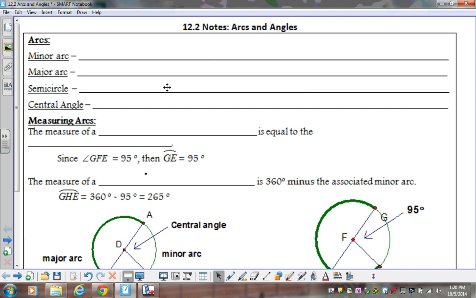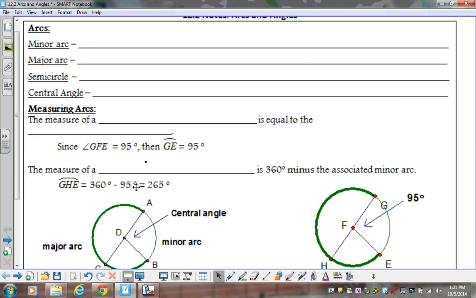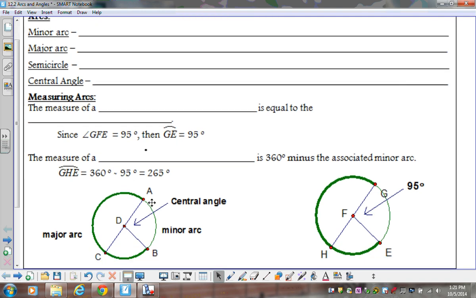The first thing we're going to talk about, some of the vocabulary, are minor arcs and major arcs. An arc is just a piece of the outside of the circle. If you look down here at these circle examples, this dark green line would be arc ACB. It's just a piece of the circle. This small one would be arc AB.